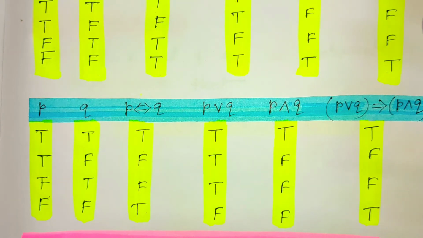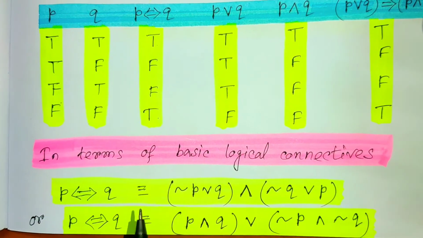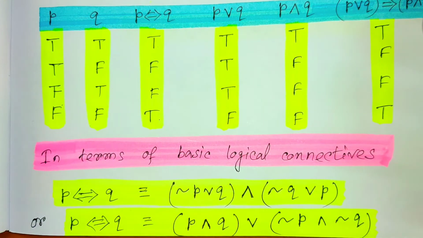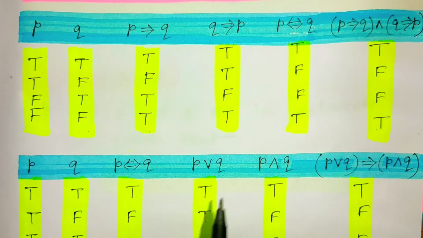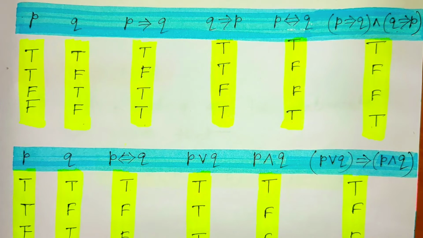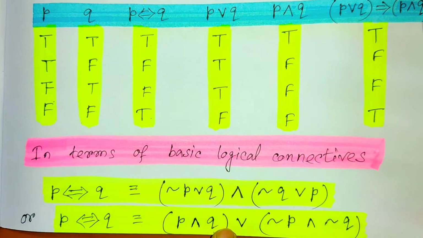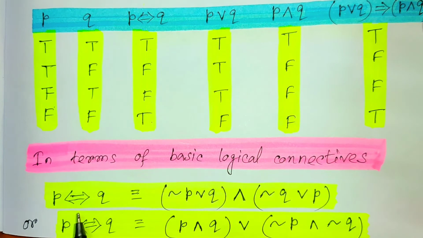So in terms of the basic logical connectives also, we can express the biconditional. We can express the biconditional in terms of this one and this one. That means the biconditional can be expressed in terms of the conditional. Now in terms of the basic logical connectives also, we can express this biconditional.